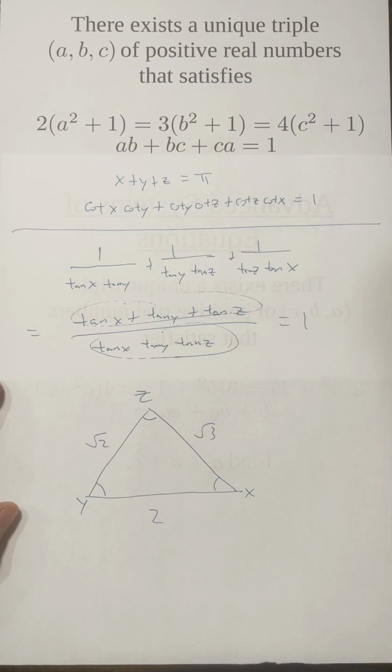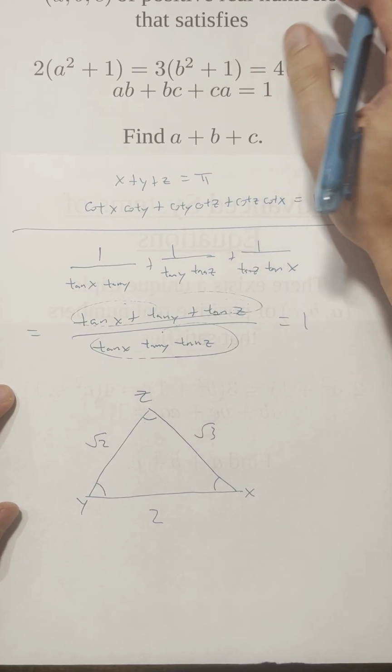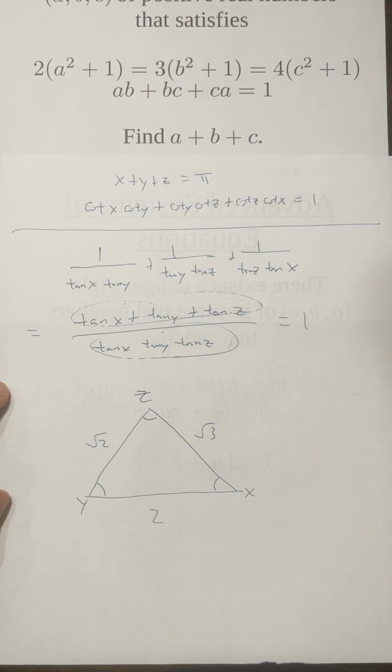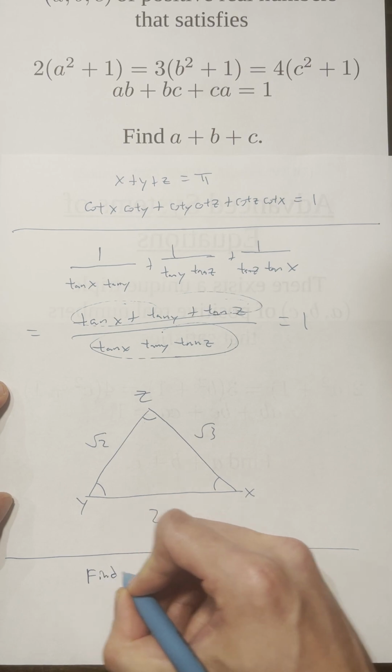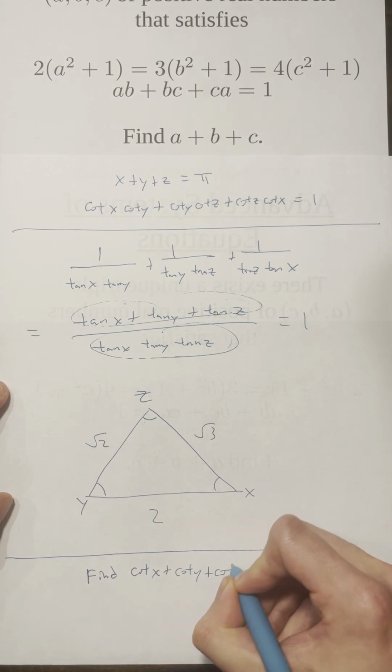Okay, and what do they want us to find? They want us to find a plus b plus c. So that's going to be cotangent of x plus cotangent of y plus cotangent of z. Here, find cotangent of x plus cotangent of y plus cotangent of z.